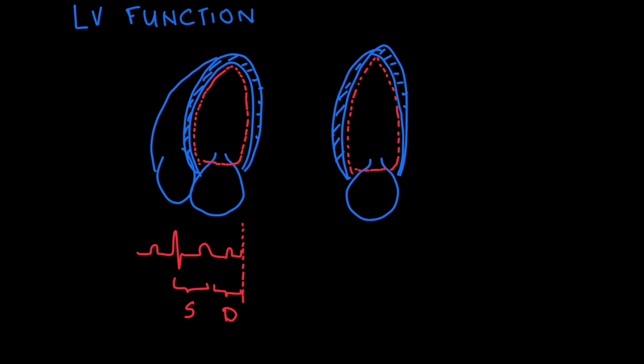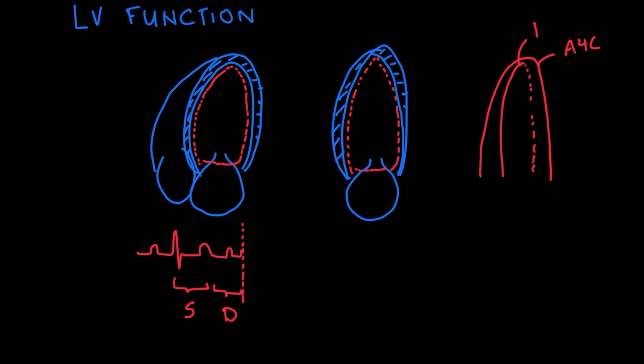Now what I can do with these two areas is combine them to get a volume. And so the shape would look something like this. You have an arc here that comes from my apical four-chamber view, and then you have another arc over here that comes from my apical two-chamber view. And these can be taken together to form a shape.